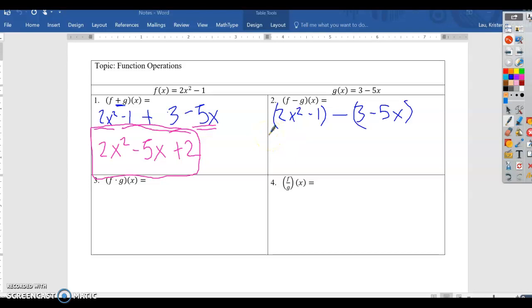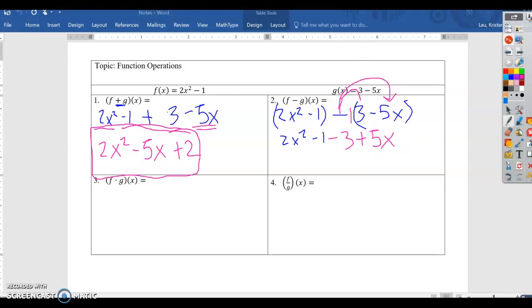So 2x squared minus 1 is just 2x squared minus 1. Since there's nothing outside, we could just rewrite it. My second parentheses, there's this negative on the outside, so I have to distribute this negative, and I'm going to put a 1 there. Negative 1 times 3, negative 3, negative 1 times negative 5x, positive 5x.